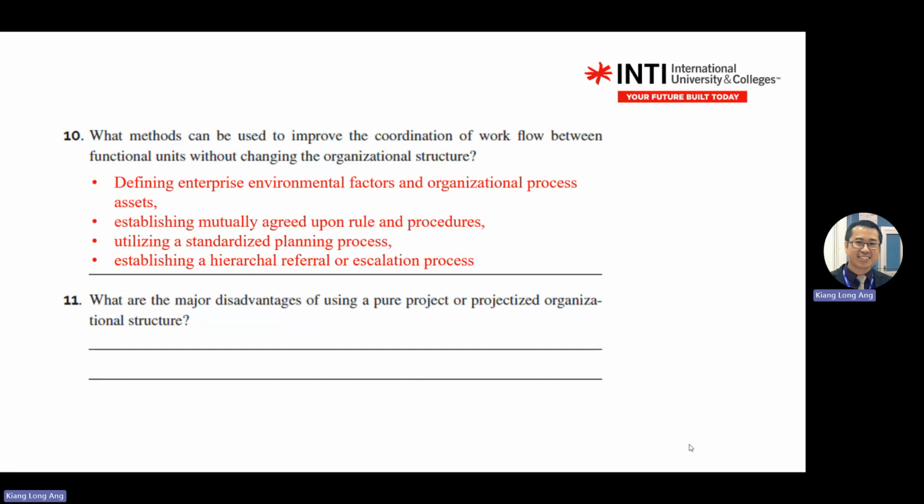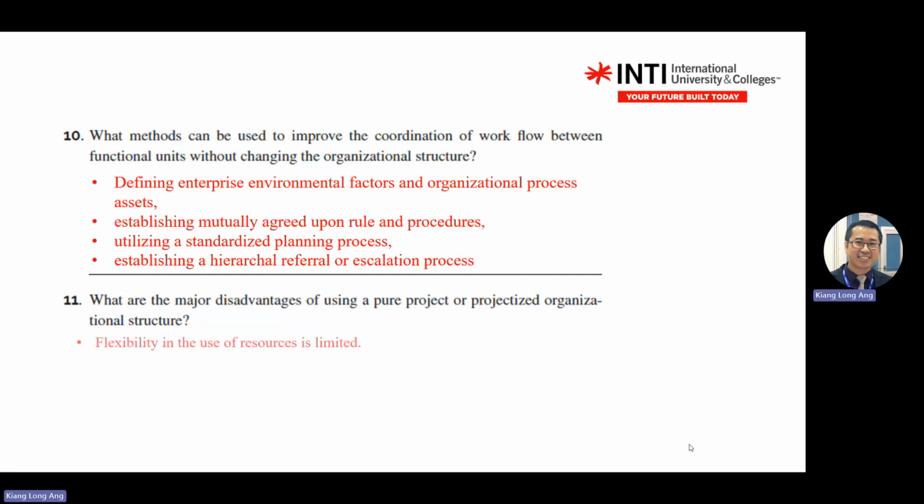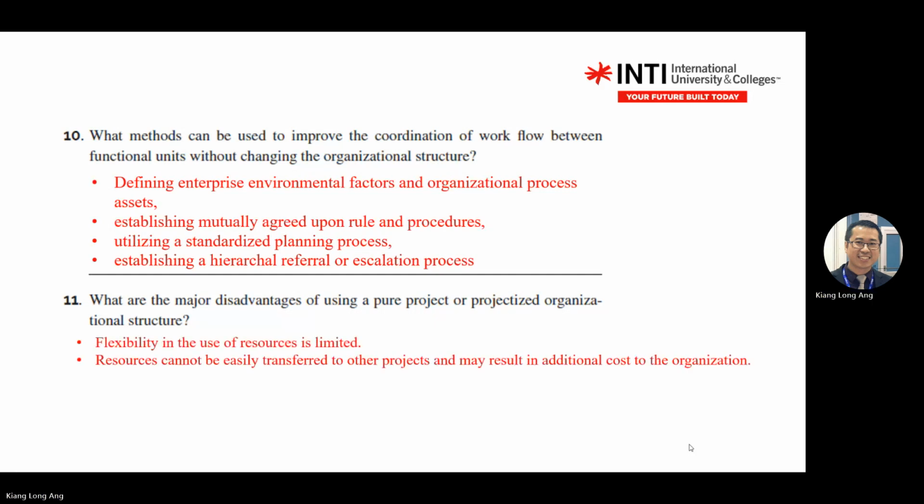Okay. So what are the major disadvantages of using pure or prioritized projects? So this one also you got to read the slides on the advantages and disadvantages. So just now you viewed a few tables, so you basically can guess what the disadvantages of pure projects are. Just now the low to high and so on. So you elaborate based on that table. Right? What is low in that and so on. Okay. So these are a few answers.